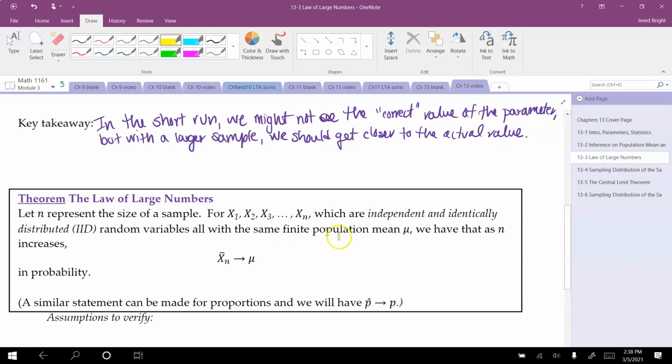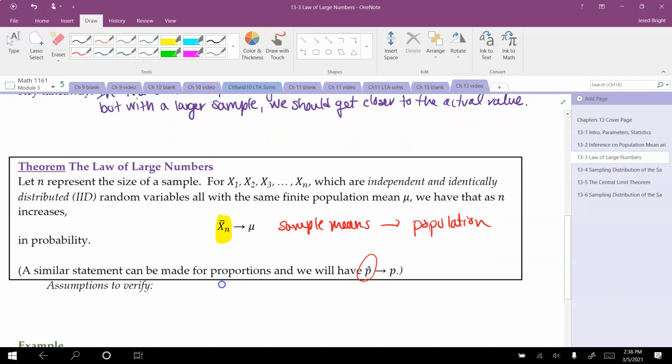And then we also have to have a finite population mean, okay? And all this is saying is that our sample means approach our population mean. Okay, so sample means approach population mean. And technically, what we were doing, we were working with p hat, so it would just be p hat, our sample proportion, approaches our population proportion p.